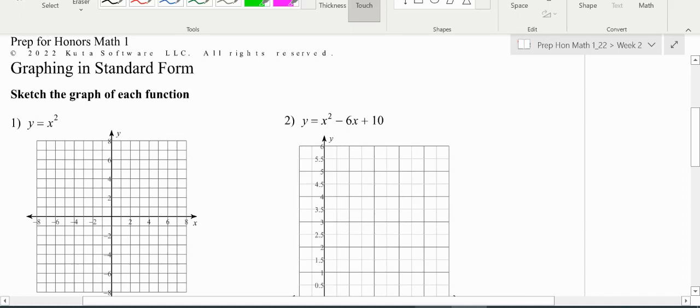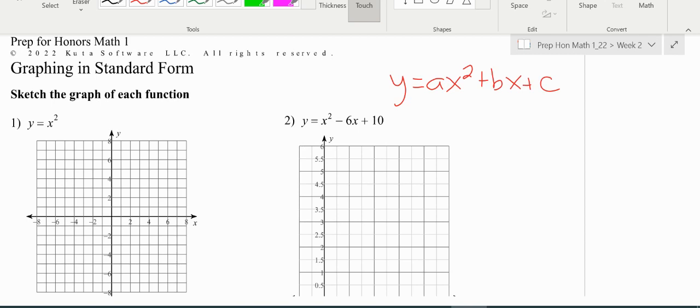In this video, we're going to be looking at graphing quadratic functions in standard form. Quadratic functions in standard form are going to be in the form of y equals ax squared plus bx plus c. When we graph this, we typically like to graph it using 5 points.